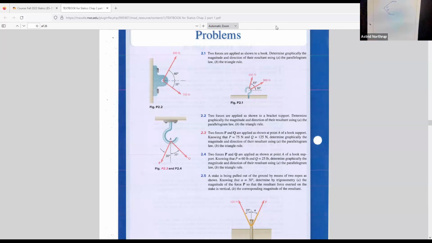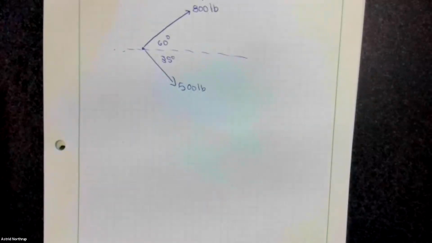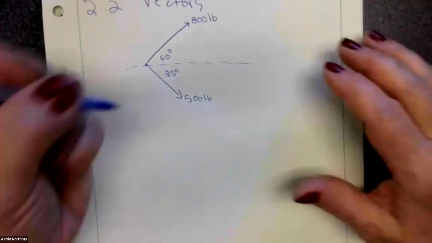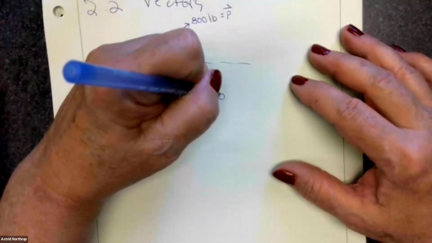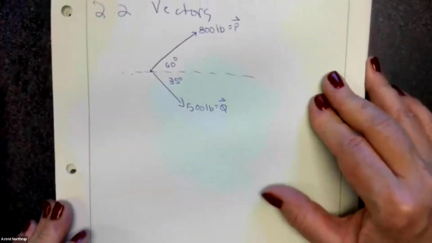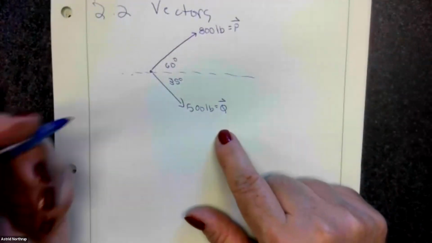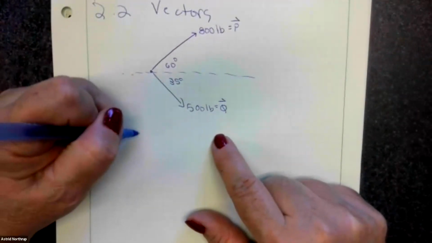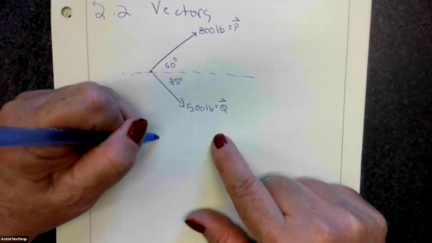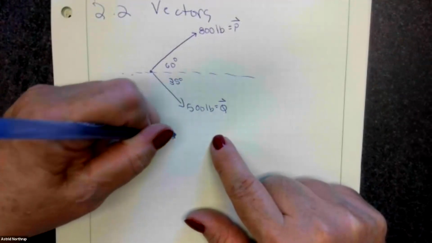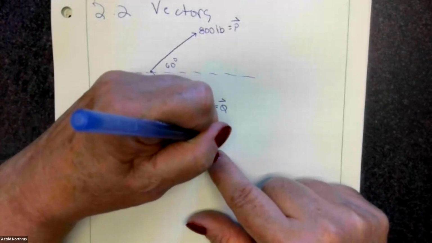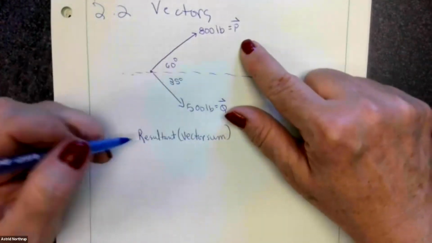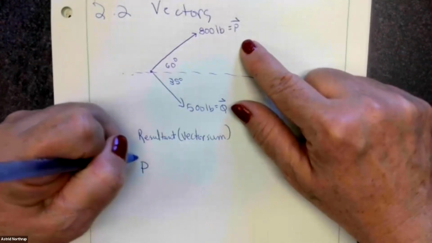So back to the cam. All right, so I want to find the resultant of vector P and vector Q, just to be consistent, which means the vector sum. The first thing I need to do is break each of them into components.